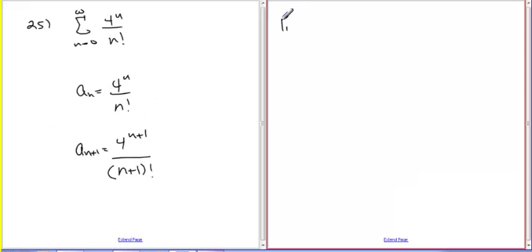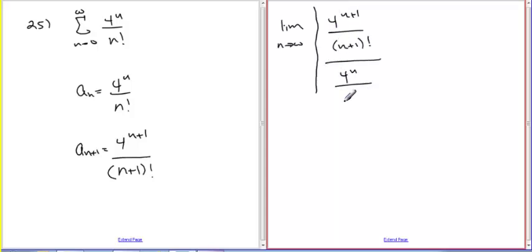So we do the limit of the ratio of these two. So we have 4 to the n plus 1. We have a sub n plus 1 divided by a sub n. Can we get a form where we can do some simplification?